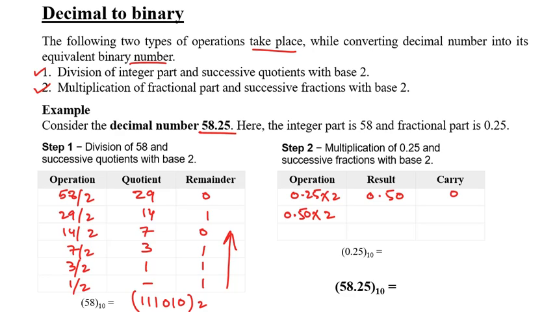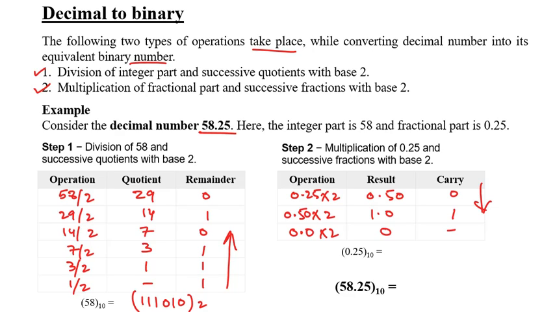In this case, the result is 1.0. The integer part is 1, collected as a carry, and the fraction 0.0 is multiplied by 2, which gives 0. So we will stop the multiplication here. For 0.25, the carries are collected in normal order from top to bottom, whereas in the first step, the carries are collected in reverse order, that is bottom to top.